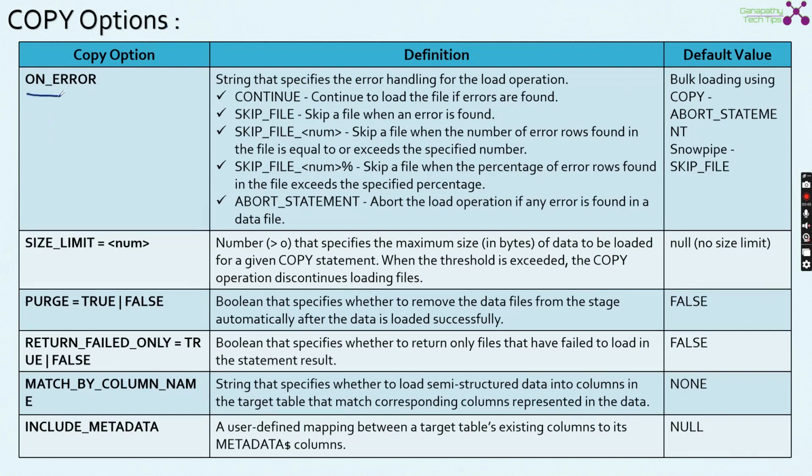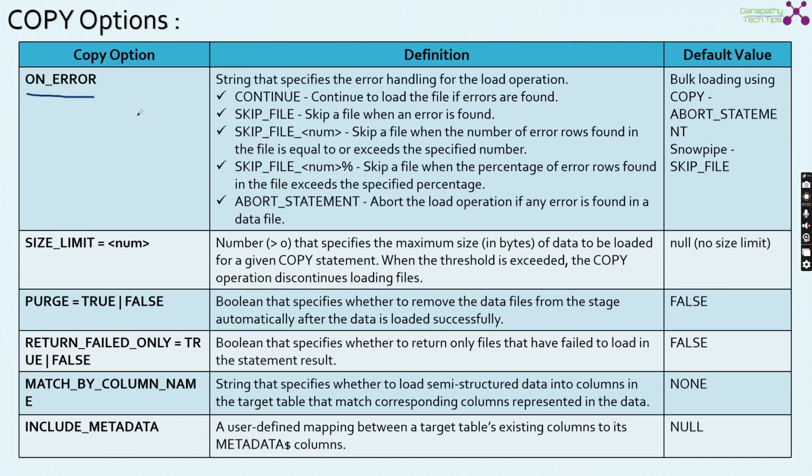First thing is ON_ERROR. ON_ERROR is a string which specifies the error handling for the load operation. Meaning, if you are loading the data using the COPY INTO statement, and an error happens, then based on the type of the error, you can take a specific action. Those actions are specified using this specific copy option. First is CONTINUE. What it will do is continue to load the file even if errors are found. As simple as it is. SKIP_FILE will skip the file when an error is found.